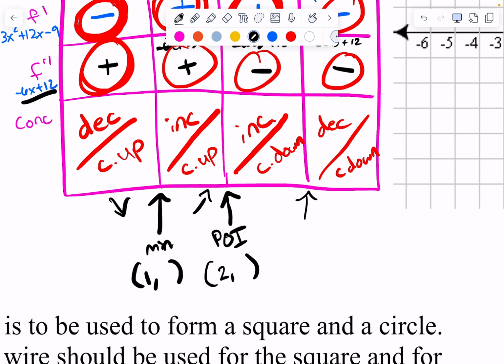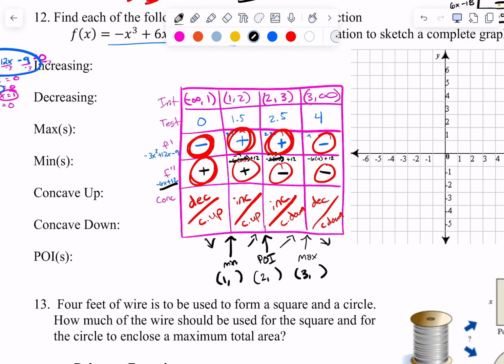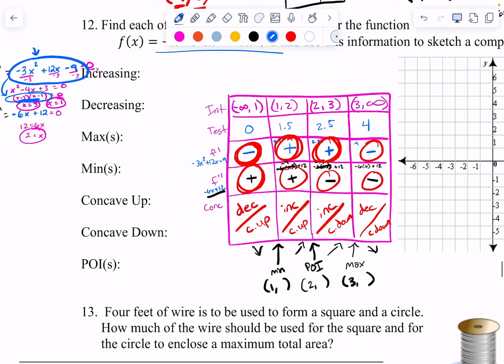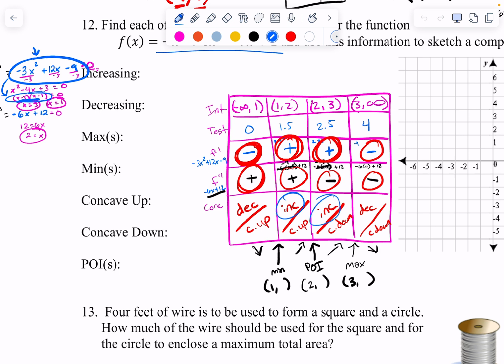Okay, right here is a max because he's increasing and then he's decreasing. So max at 3 comma something. And that's it, right? Okay, so let's fill in our stuff over here. We have increasing. Where's he increasing? He's increasing here and here. Can I get away with just saying 1 comma 3? Yeah, from 1 to 3 he's increasing because it's over that whole thing, right?